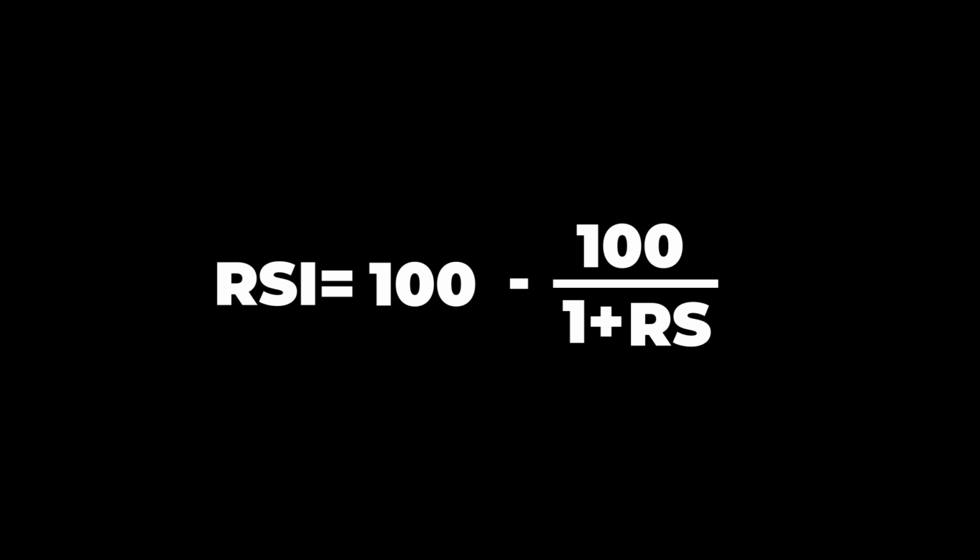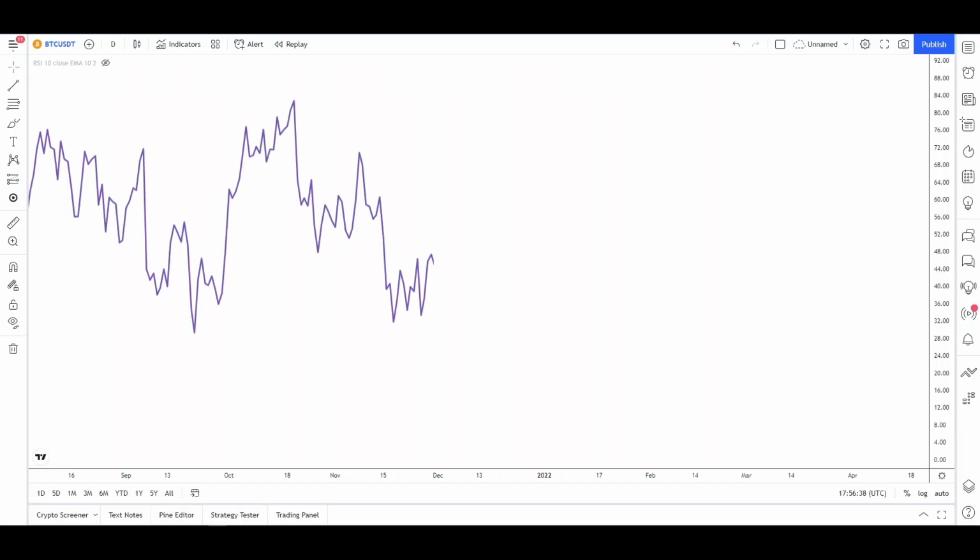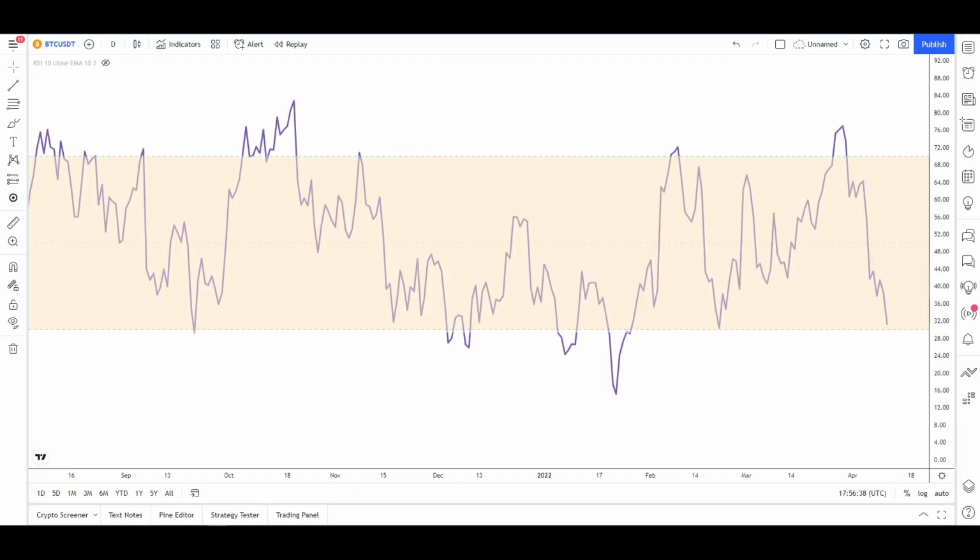Alright, after we calculate our RS, or relative strength, now we calculate our RSI with this simple mathematical equation. So we will have this technical indicator with the line oscillating between 0 and 100%.